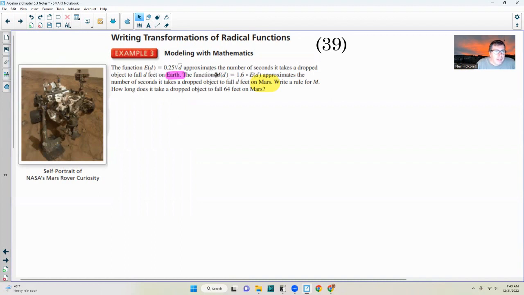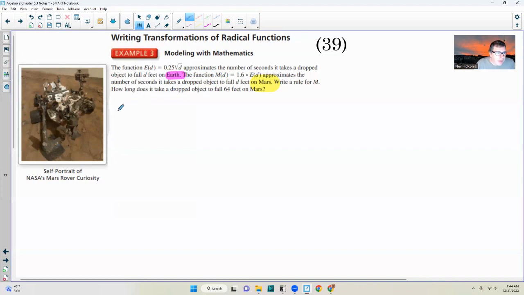And then over here, it says the function M of D, dropping something on Mars, is equal to 1.6 times the Earth's drop. It approximates the number of seconds it takes a dropped object to fall D feet on Mars. Write a rule for M. And how long does it take a dropped object to fall 64 feet on Mars? So the first thing we want to do is multiply E of D by 1.6 to write that rule for M, and then find M of 64. All right, so that's what we need to do.